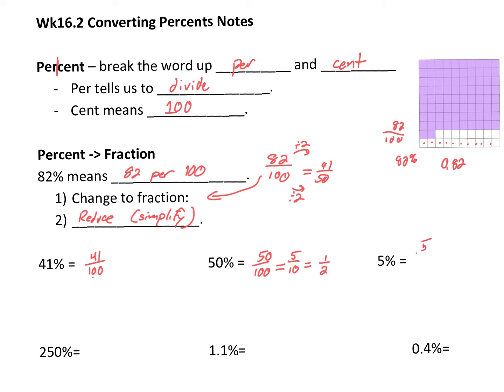5% is 5 per 100. Always check to see if the numerator can go into the denominator there. Sure can. We know our divisibility rules. So 5 goes into 100 20 times, 1/20th. 1 is prime. Can't get any simpler than 1.